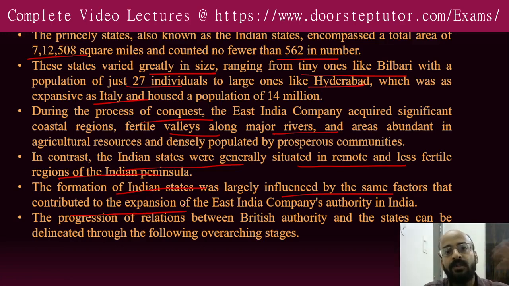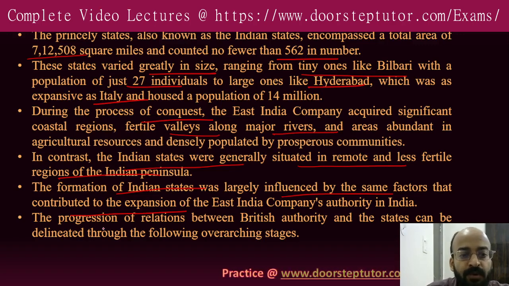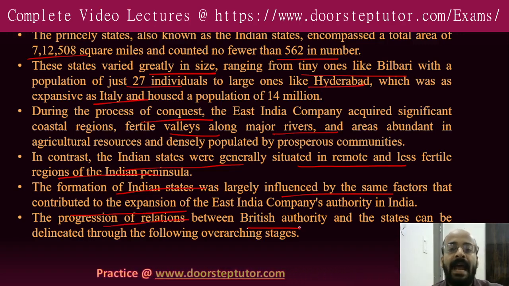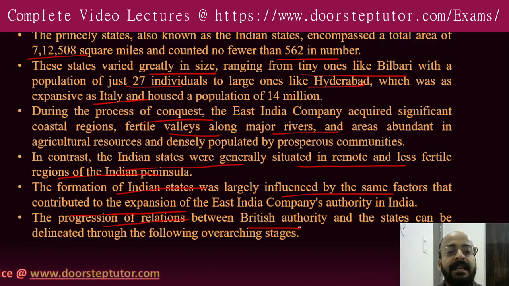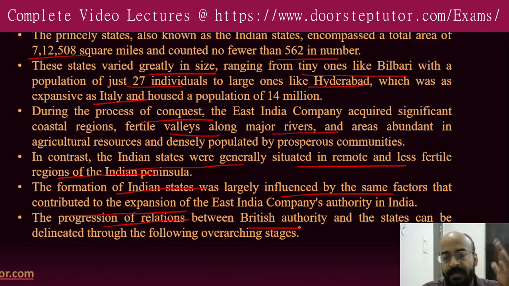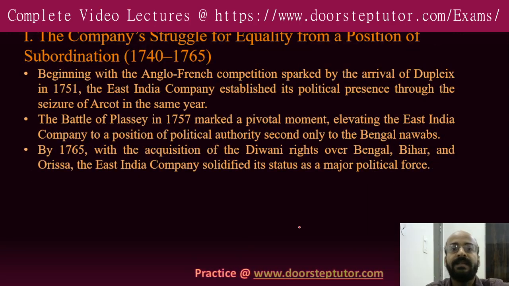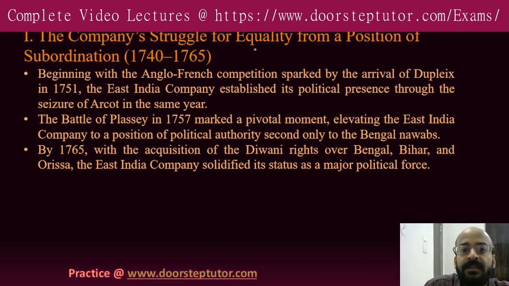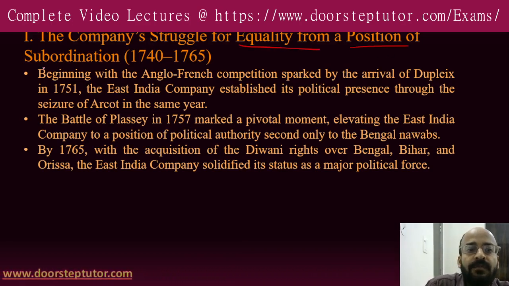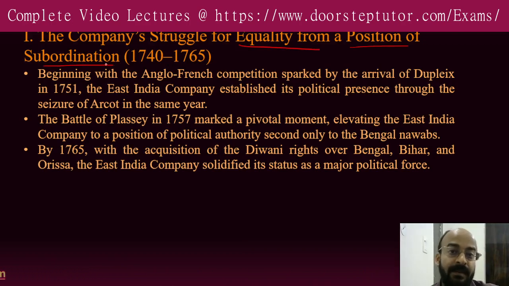These princely states also grew historically. The progression of relations between these princely states and the British authority can be delineated through various overarching stages. So there are multiple stages in the relationship between the British East India Company, then the British Crown, and the princely states. Let's state the various stages. The first stage was the Company's struggle for equality from a position of subordination, between 1714 and 1765. Before 1765, the British East India Company was under subordination. They were looked down upon by the princely states.